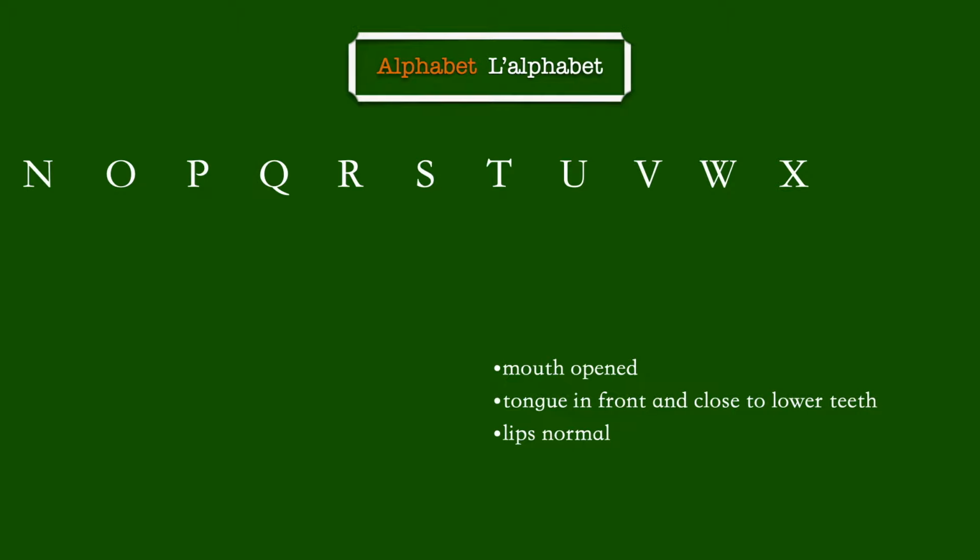Let's move to the letter X, that we pronounce X. What you need to know about this letter is that your mouth needs to be open normally, and your tongue needs to be low. About your lips, it's like your mouth, nothing special needs to be done.